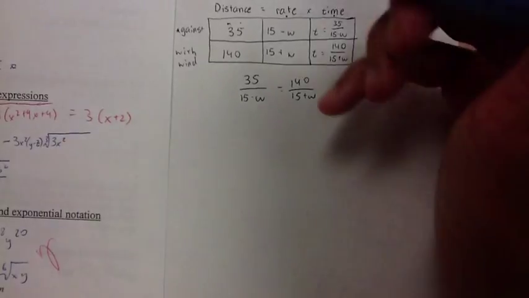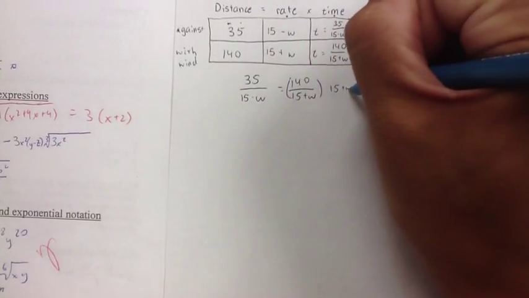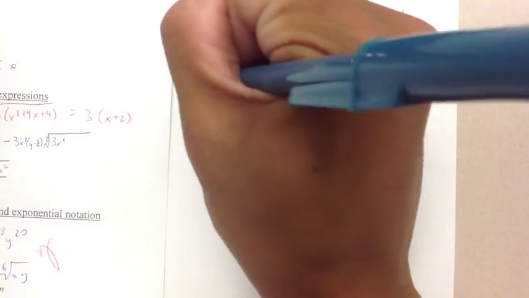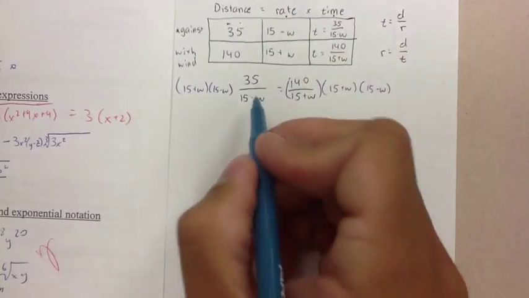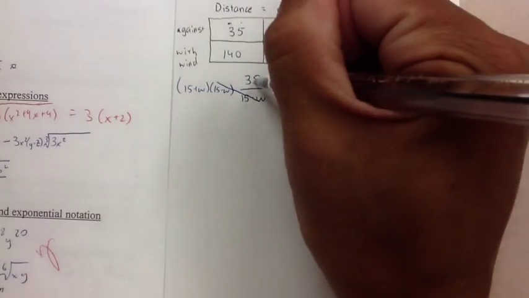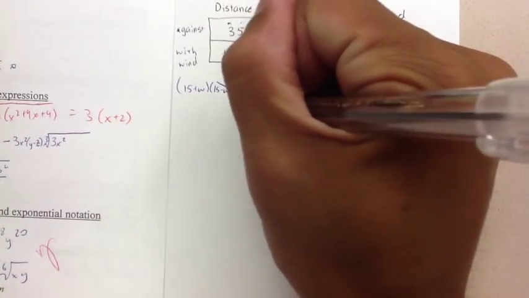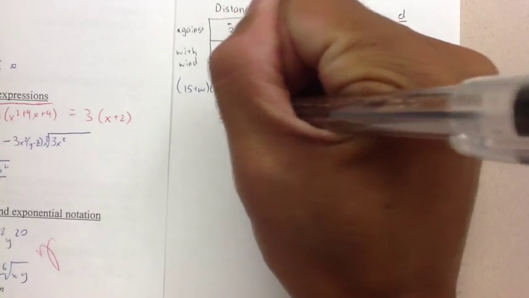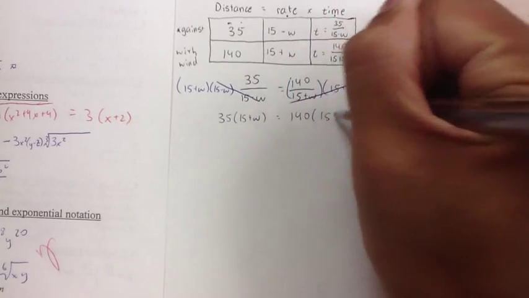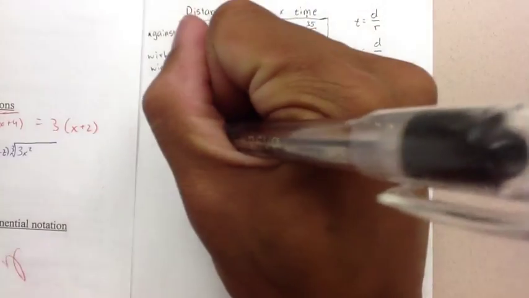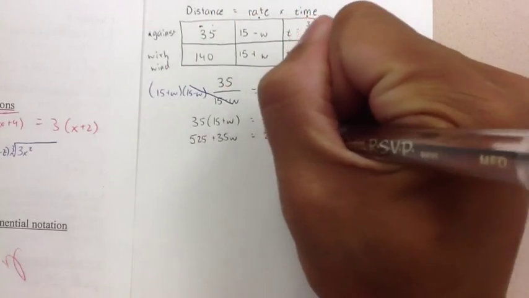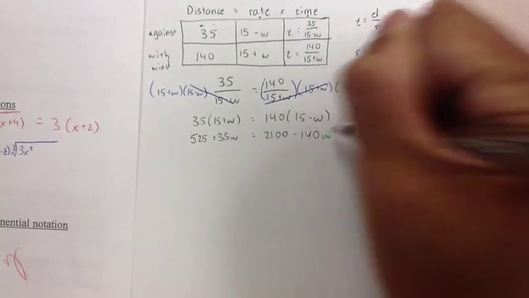Same as before. Multiply both sides by your common denominator, which in this case is 15 plus w, 15 minus w. 15 minus w's cancel here, 15 plus w's cancel here. And I have 35 times 15 plus w, and 140 times 15 minus w. This is going to equal 525 plus 35w and 2100 minus 140w.